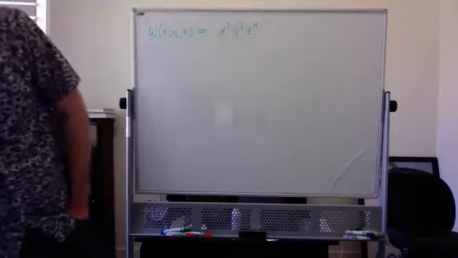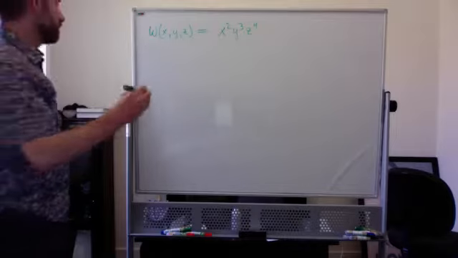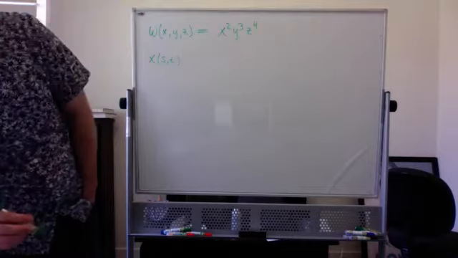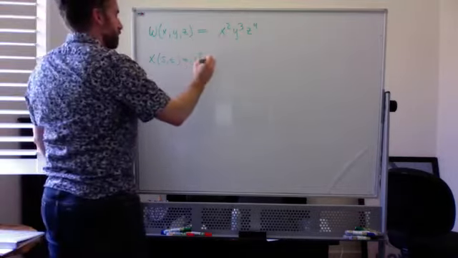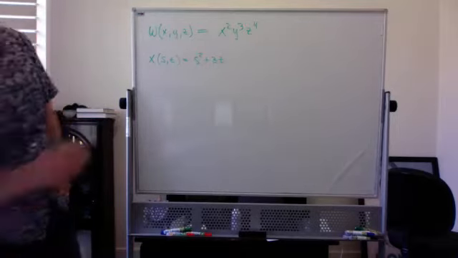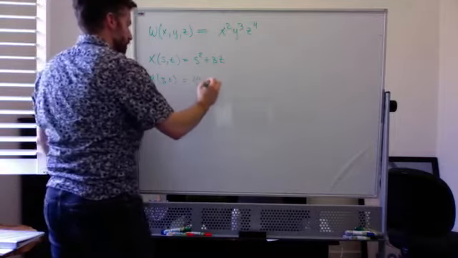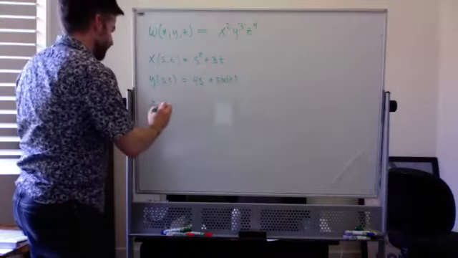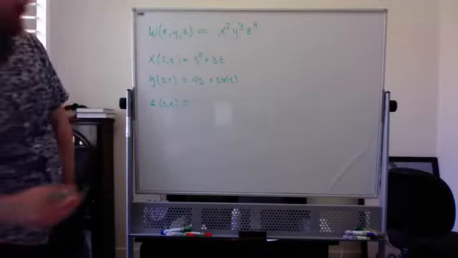And furthermore, x, y, and z are all functions of s and t. So x as a function of s and t is s squared plus 3t, and y as a function of s and t is 4s plus sine of t. And z as a function of s and t, it's actually just a function of t, is 1 plus t squared.